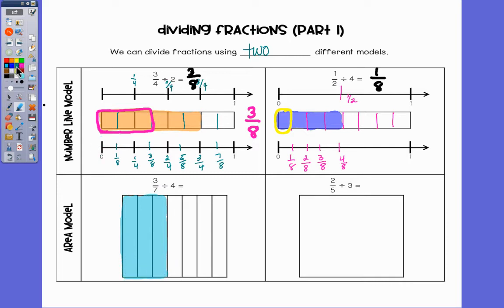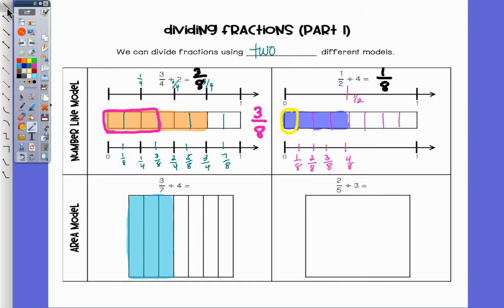Now, I need to divide this into 4 even pieces. In order to do that, I want to be able to take this, what the heck? No. And I'm going to divide this into 4 even spots. Like so.